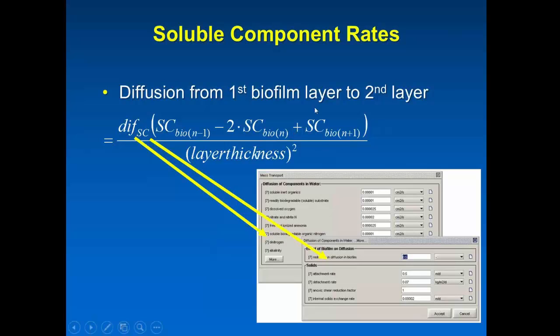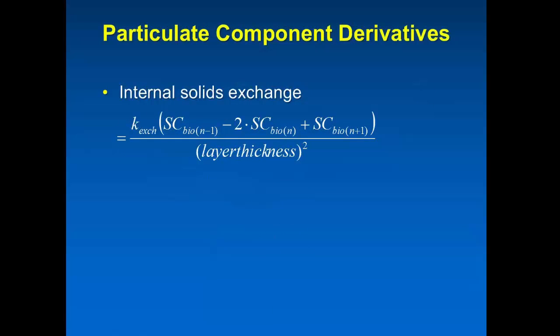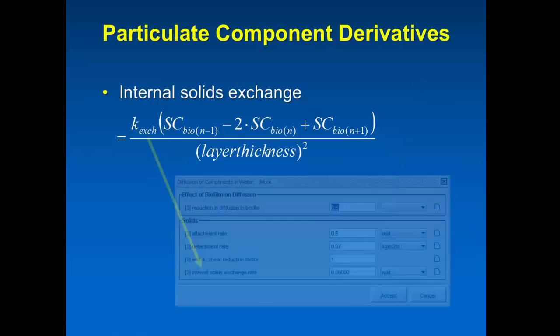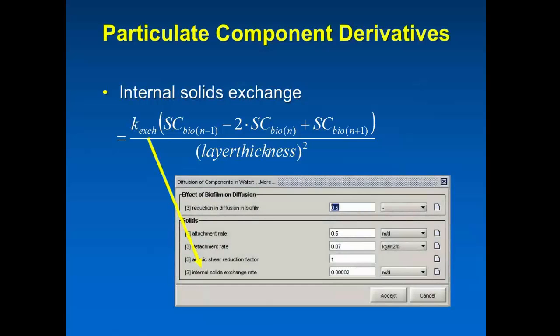So it's a finite difference method here. For the diffusion into layer n, we're looking at the concentrations in n-1 and n+1 and n, dividing it. And again, we're applying those same types of coefficients that control how fast that happens. The internal solids exchange is basically exactly the same thing, except, of course, it's done on the solids only, whereas the diffusion, of course, is only on the soluble components.